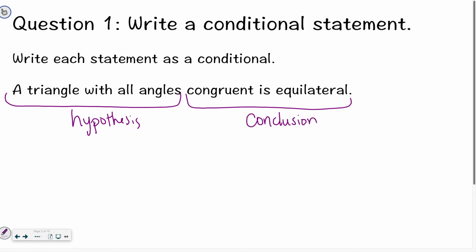And while I was thinking through this problem just now, I realized this word should probably be equiangular and not equilateral. So, fake bonus points if you caught that typo.